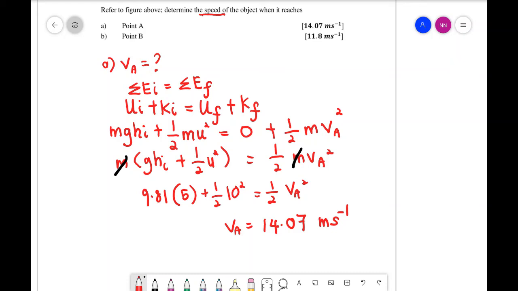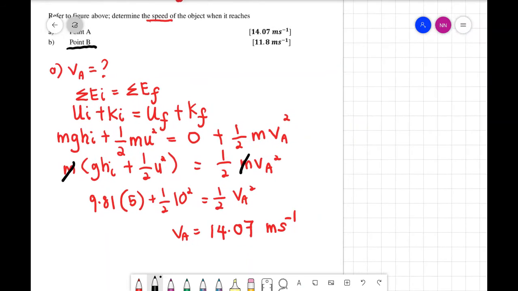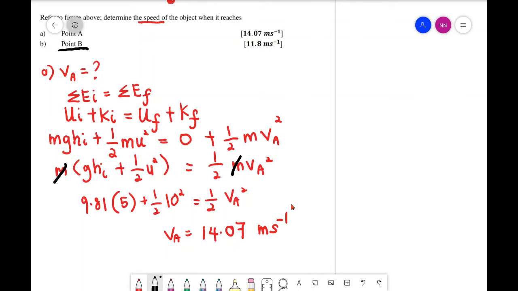14.07 meters per second. And then VB, the speed at point B. For question B, you have to calculate the speed at point B.